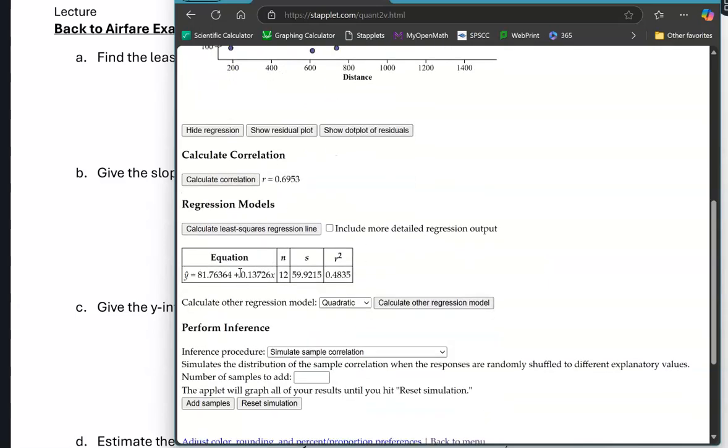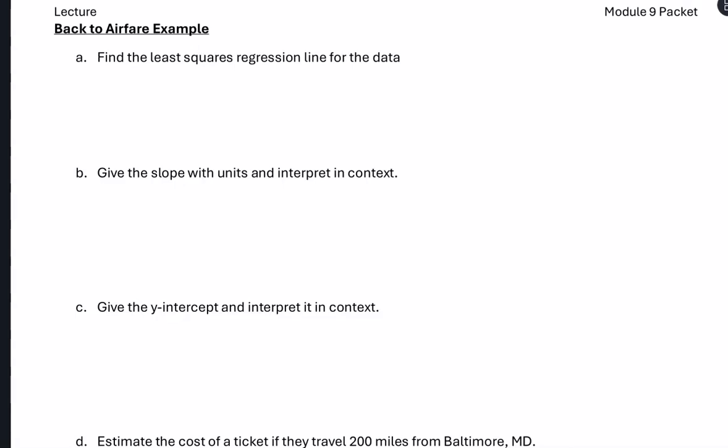And then some new information popped up here. So we have the equation of the line, n, that's our sample size, s, our sample standard deviation, we won't really use that. And then they actually give us r squared here, which is nice of them. Not too terribly difficult to calculate, but sometimes that works nicely as output. All we want here is this equation of the line. So what I'm going to do is find the least squares regression line.